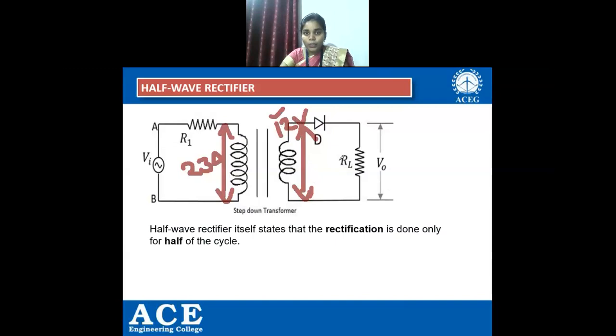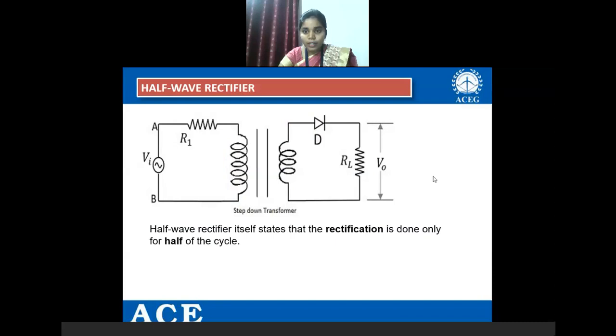Now here our diode is present. Now this is what a half wave rectifier is. Yes, for a half wave rectifier we are using only one diode. Clear? What will the half wave rectifier do? It will conduct for only the positive half cycle and it will not conduct for the negative half cycle. Now here you can read that the half wave rectifier itself states that the rectification is done only for half of the cycle. Now let us see how this diode is going to conduct and what the output V naught is here.